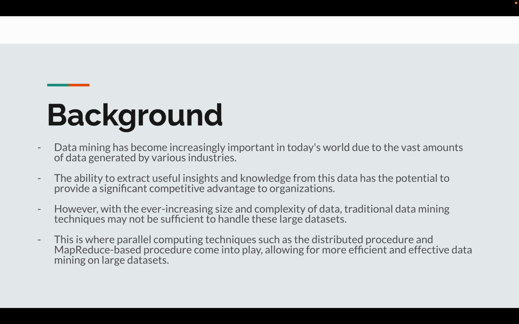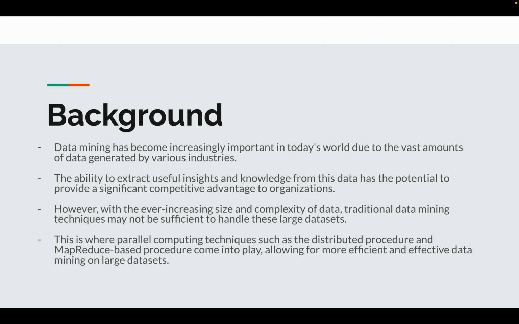So now, why is big data mining important? Big data mining allows us to gain insights and knowledge from massive amounts of data that would otherwise be impossible to analyze using traditional methods. These insights can be used to make informed decisions, optimize processes, improve products and services, and much more.